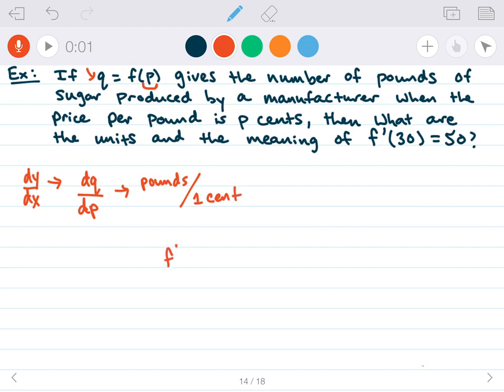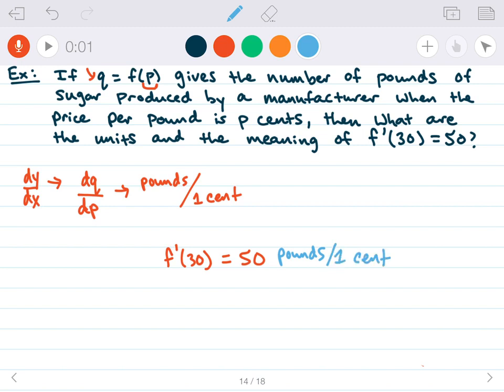So F prime of 30 equals 50. What is this telling us? Well, remember, this is defining the derivative at P equals 30 to be 50. And our derivative is a rate, right? So it's going to be 50 pounds per cent.